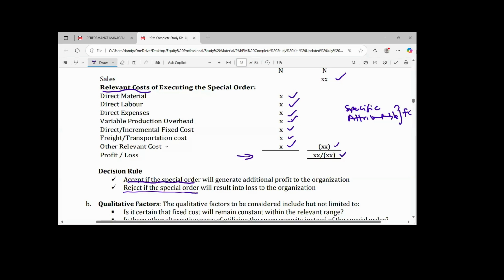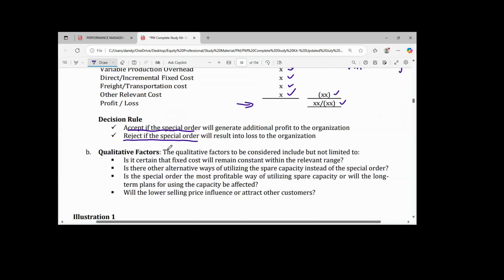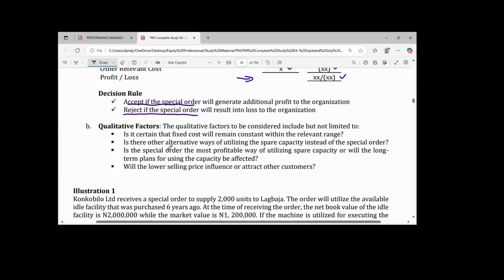Somebody can ask, what if it is zero? That is, the sales revenue and the relevant cost of making the special order are equal. Then in this case, the company can either accept or reject the special order depending on other qualitative factors. So what are the qualitative factors to be considered in relation to special order? One qualitative factor to be considered is to provide answer to some vital questions, okay? One of the questions is that, is it certain that fixed cost will remain constant within the relevant range? Because fixed cost has already been incurred by the company, and that's why we are not charging the special order.